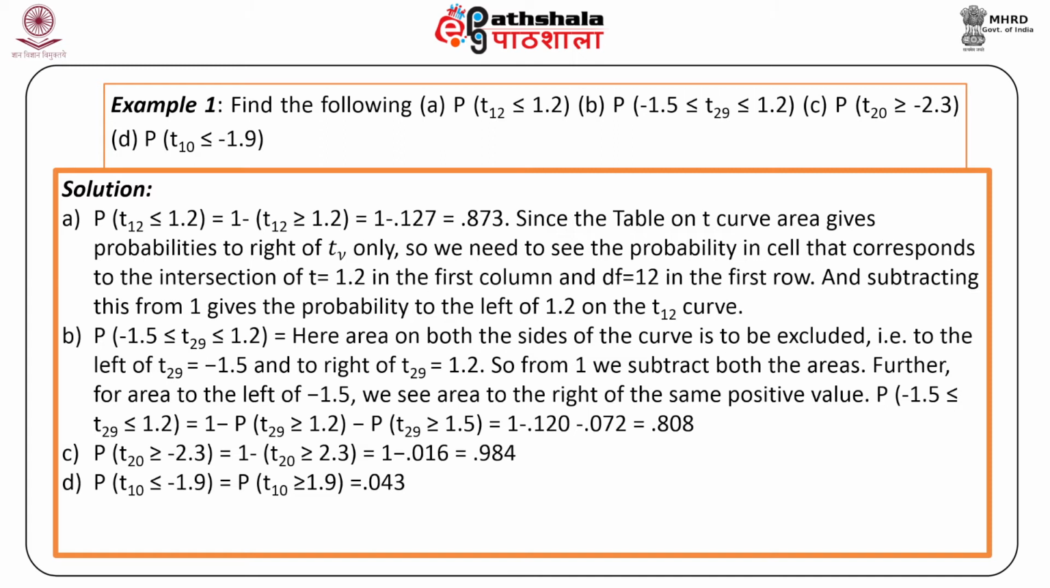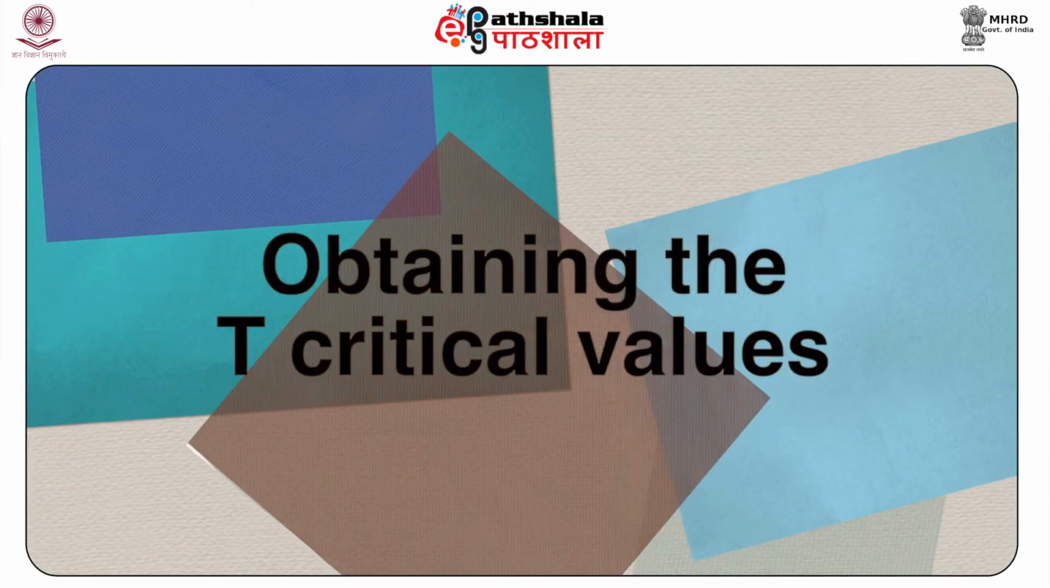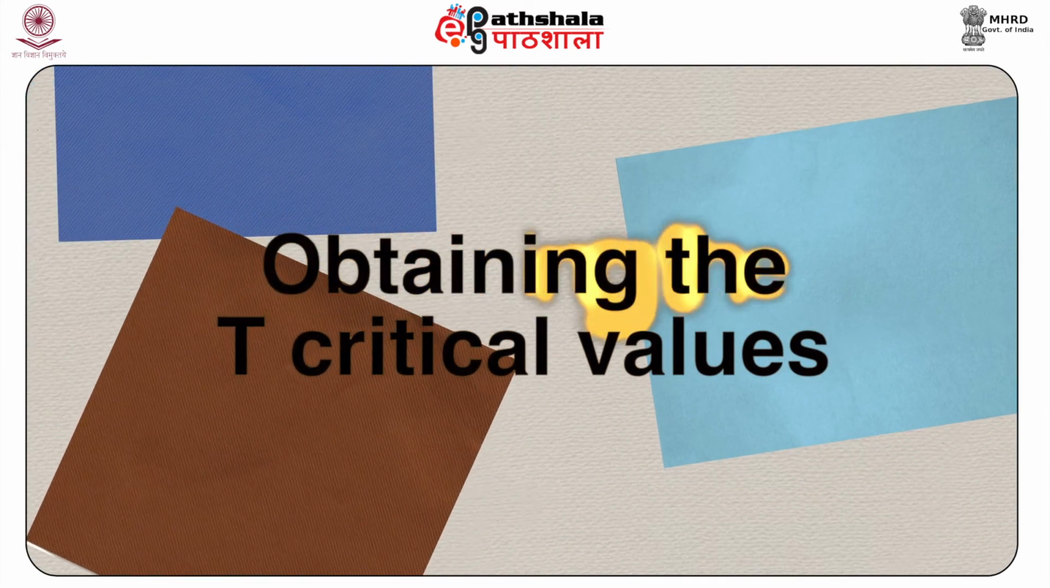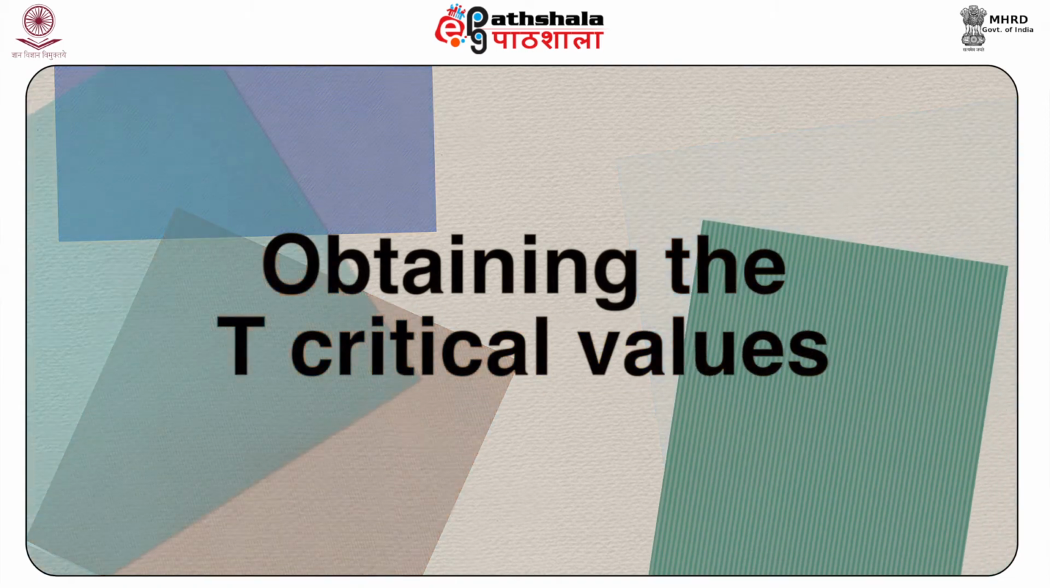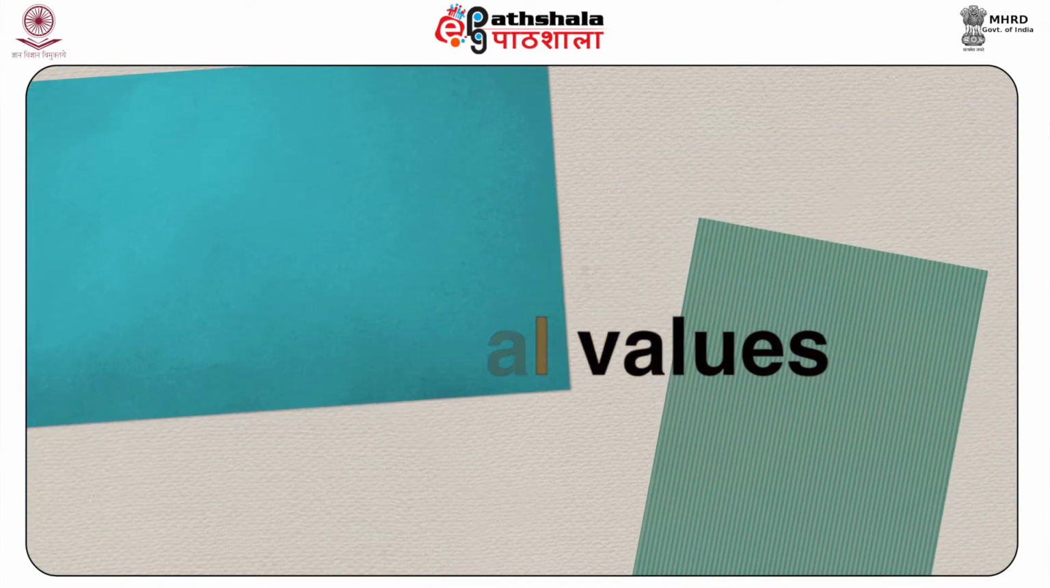So I hope this example clarifies to you and makes you understand how we find out different possible probabilities and use the T tables. Let us now find out or obtain the T critical values. How do we find out the T critical values?